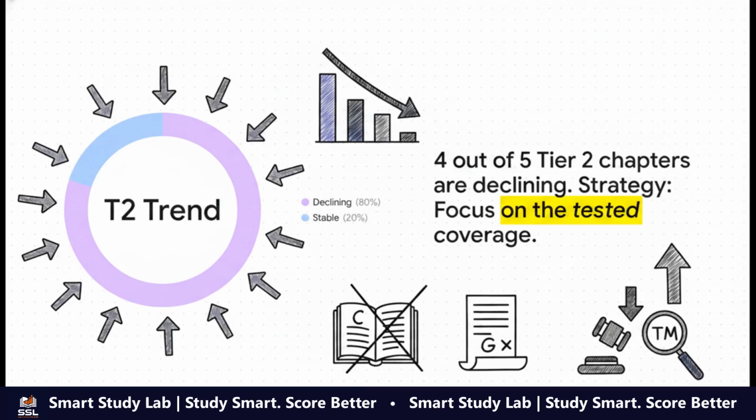That is a massive drop. Copyright, FCRA, and GI are all trending down too. Now, this doesn't mean you skip them, not at all. But it does mean you have to be strategic. Focus only on the core provisions, the stuff that's been tested before. Don't waste your time trying to cover them from A to Z.